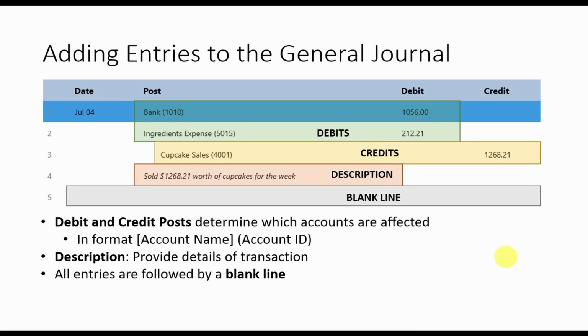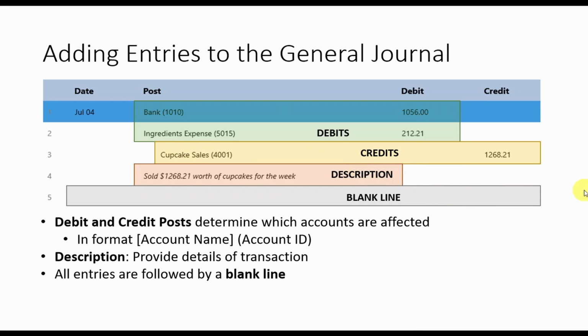Right, so then the meat of the journal entries, of course, these three components, as well as the blank line, which is mainly just to make the journal look a little nicer. It doesn't actually have a purpose other than that. But right, so here you can see that in the green we have the debits, in the yellow we have the credits, and in the red we have description.